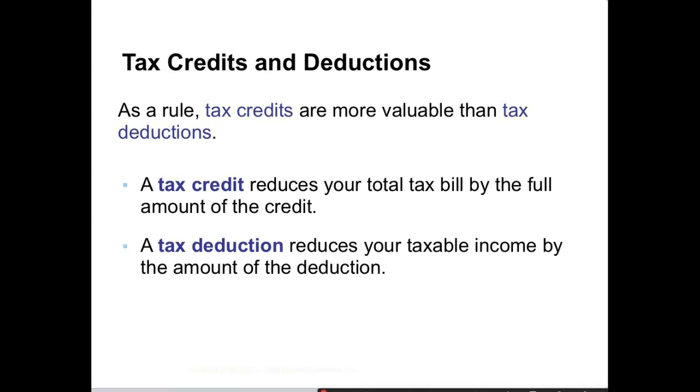All right, so let's go back. So a tax credit reduces your tax bill by the full amount of the credit, whereas a tax deduction only reduces your taxable income by the amount of the deduction. And we'll do some examples that hopefully help to clarify that.